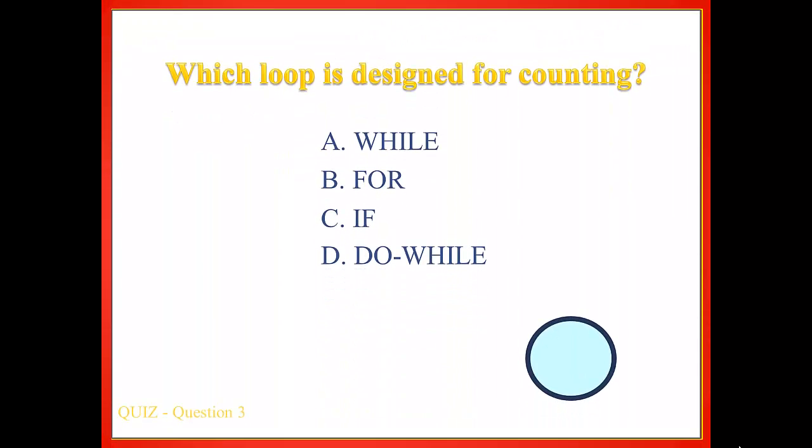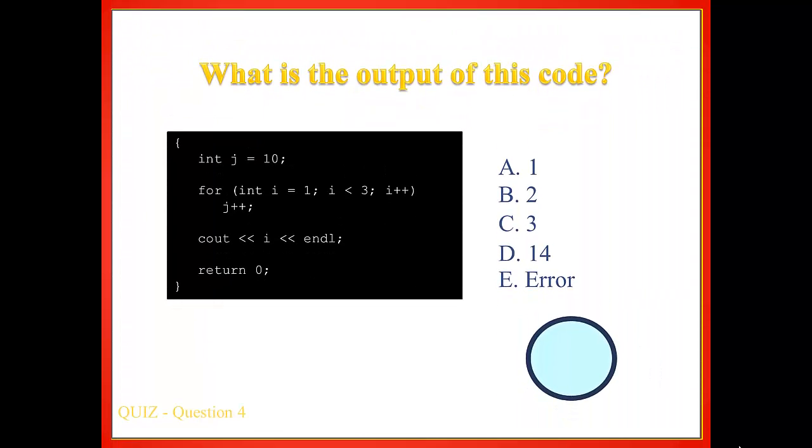Which loop is designed for counting? The for loop is specifically designed for counting. What is the output of the following code? Because the variable I is only declared within the scope of the for loop, we would get an error if we tried to run this code.